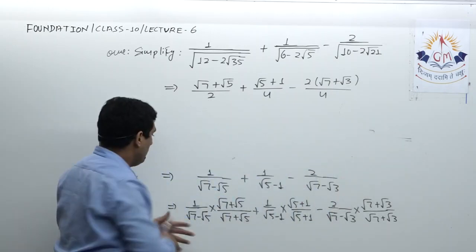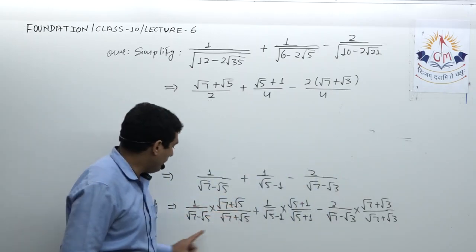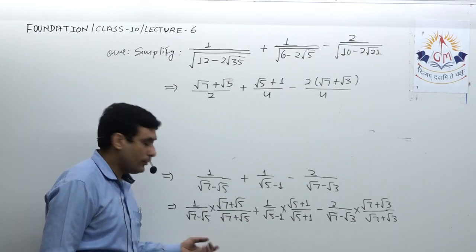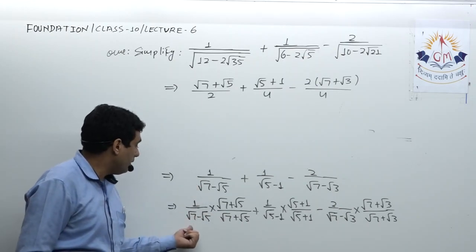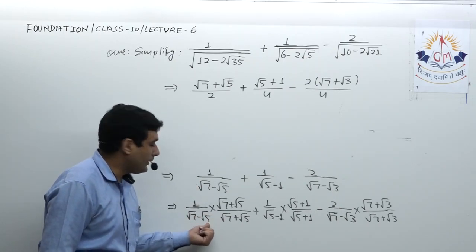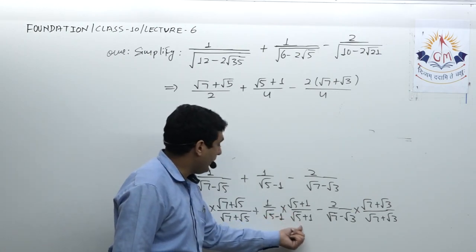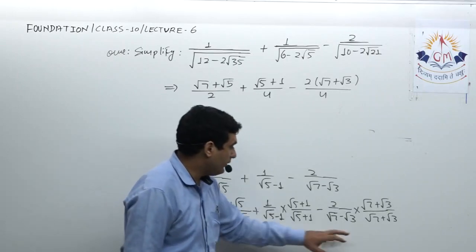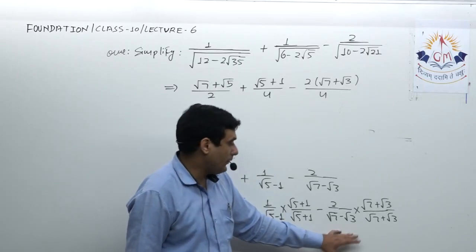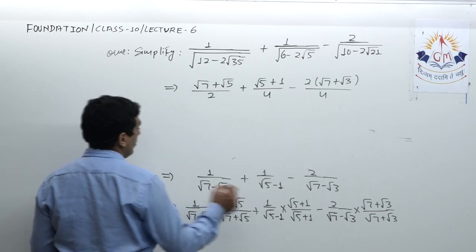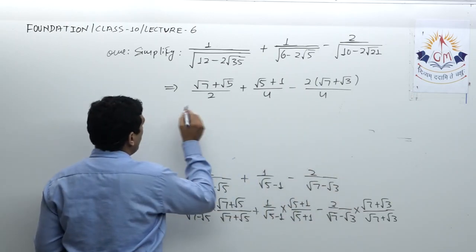Okay, simply numerator root 7 plus root 5 and denominator a plus b, a minus b. So I wrote directly root 7 square minus root 5 square, that is 7 minus 5. Over here root 5 square minus root 1 square, that is 5 minus 1. Similarly over here 7 minus 3, that is 4. Root 7 square minus root 3 square is 4.